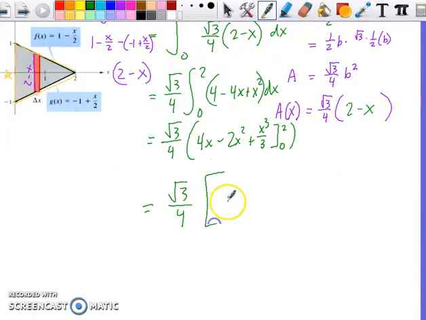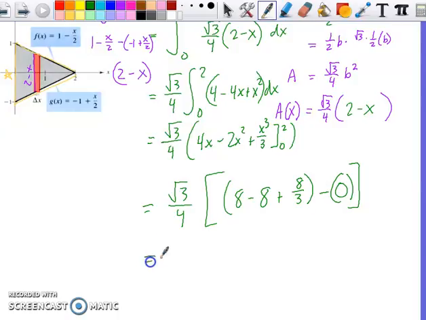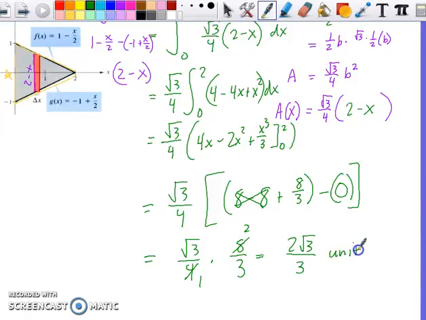So the first side will be 4 times 2, which is 8, minus 2 times 2 squared, which is, again, another 8, plus 2 to the third power divided by 3, so it's going to be 8 over 3, minus the 0 from the other side when I plug in 0 to all those things. So I have the square root of 3 over 4 times 8 over 3, because these 8's are going to cancel out. This is going to reduce to 2 root 3, square root of 3, I should be specific, units to the third power. That would be the volume. You can approximate that with a calculator if you'd like.